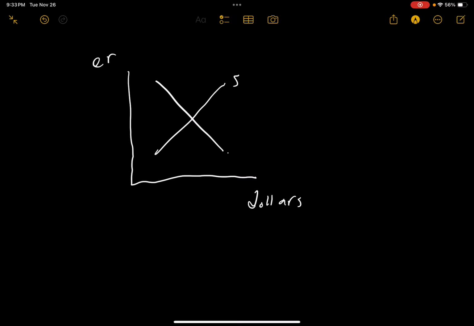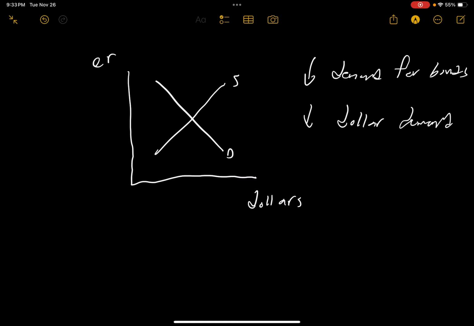Now, first let's draw a foreign exchange graph. So I have our exchange rate on the y-axis and dollars, this is America, for example, on the x-axis. And you have your traditional supply and demand. And so basically, if we decrease demand for bonds because they become less appealing, then we're decreasing the demand for the dollar.